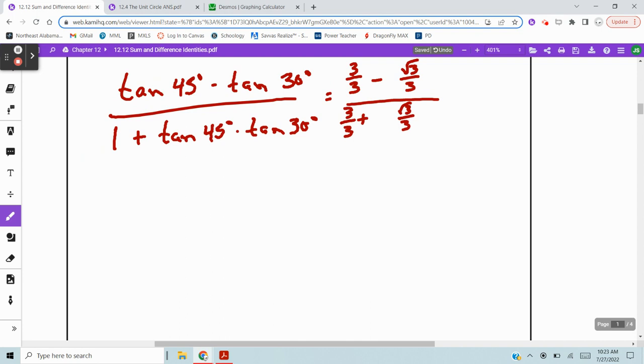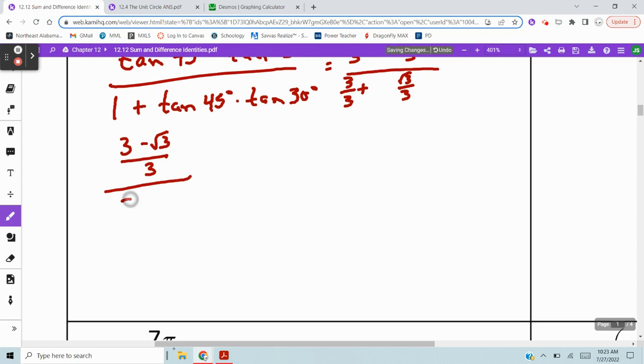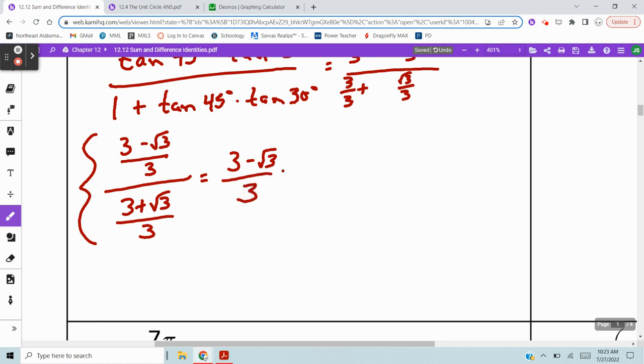So since you have a common denominator on top, that's going to turn into 3 minus root 3 all over 3. And on bottom, you'll have 3 plus root 3 all over 3. Now, again, this is what we call a complex fraction. It's a fraction divided by a fraction. And if you don't remember to divide two fractions, you flip the second one, which that would be the bottom one. You flip it and you multiply.